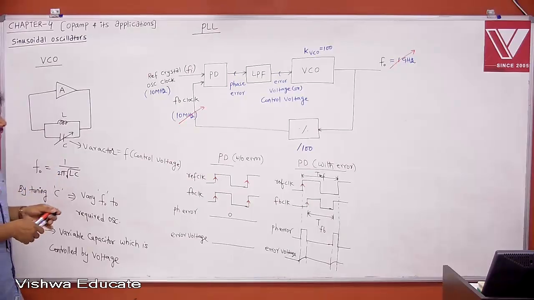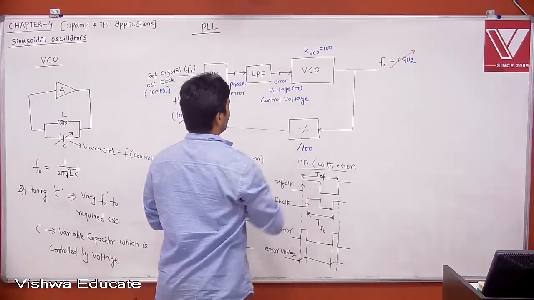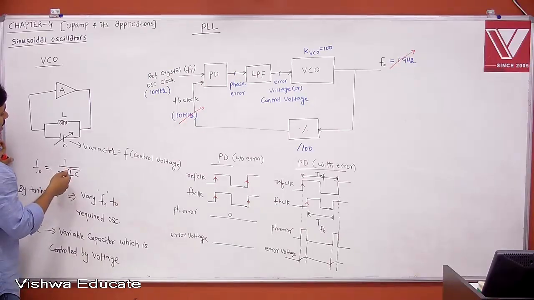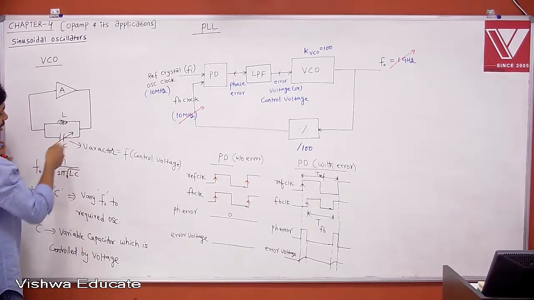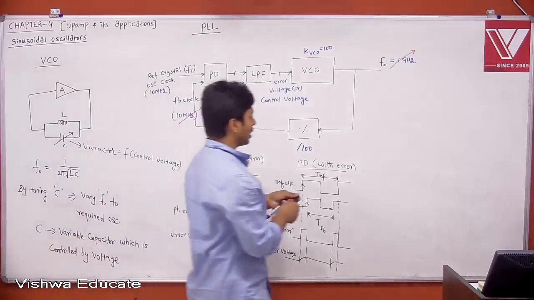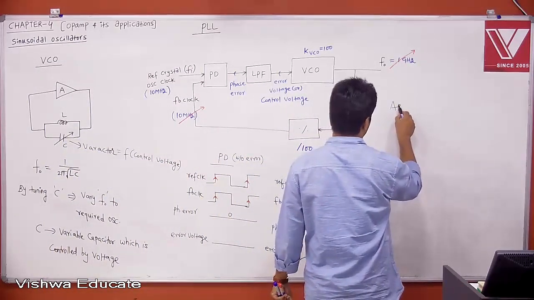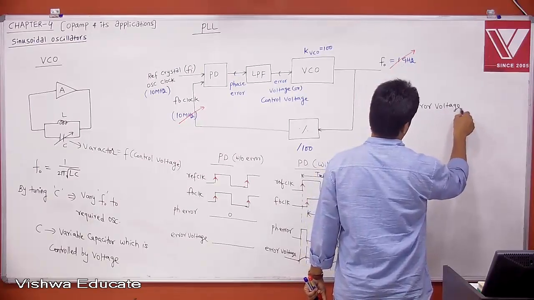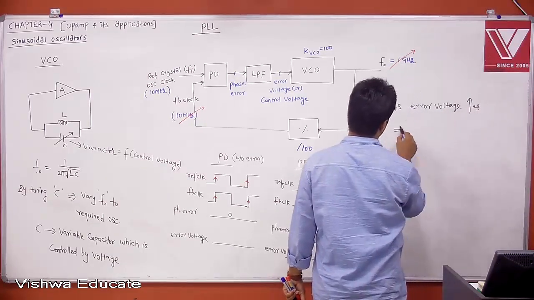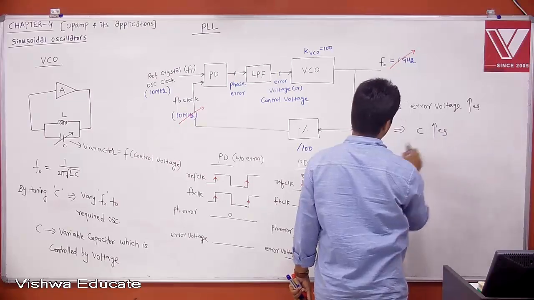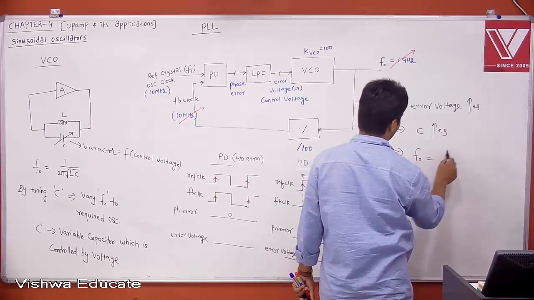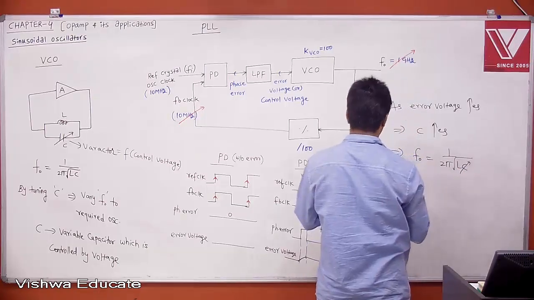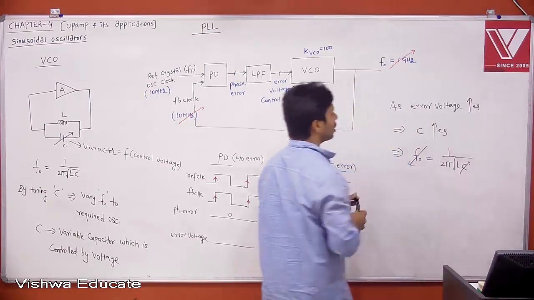Now tell me, let us say the error voltage is increasing, and as the error voltage increases, the capacitance C is increasing. When C increases, what about the resonant frequency? F naught is equal to 1 by 2 pi root LC. When C is increasing, your F naught will be decreasing. It will be controlled back.